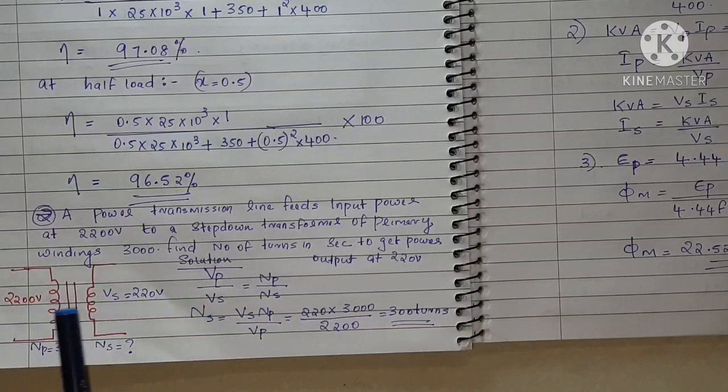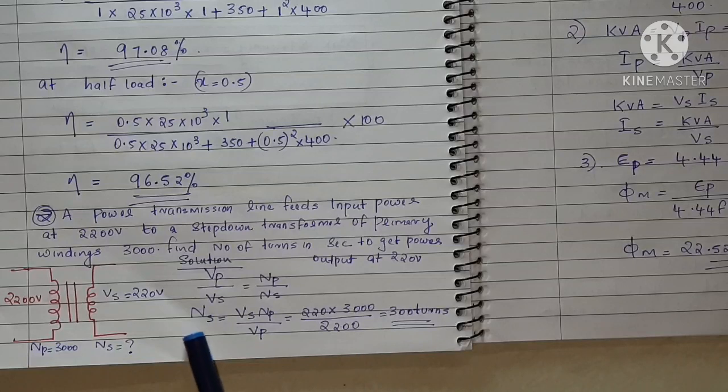It is a step down transformer since Vs is less than Vp. Already we know the equation Vp by Vs equal to Np by Ns. From this, Ns equal to Vs Np by Vp, that is 220 into 3000 divided by 2200. Ns is equal to 300 turns.